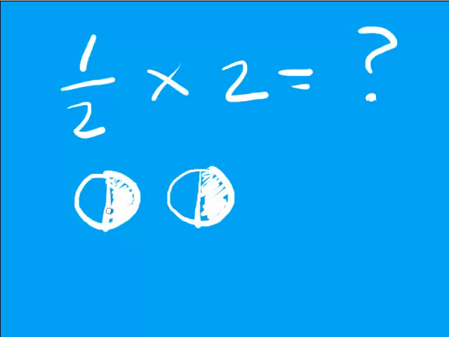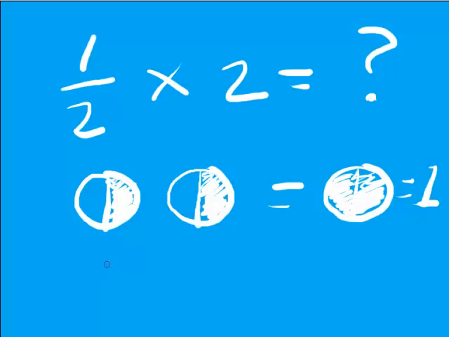So now if I look at these two visually, that's pretty simple to see that I have two halves, which equals one whole. So if I had this half, and then I added the other half, if I just flipped it around, now I have one whole.